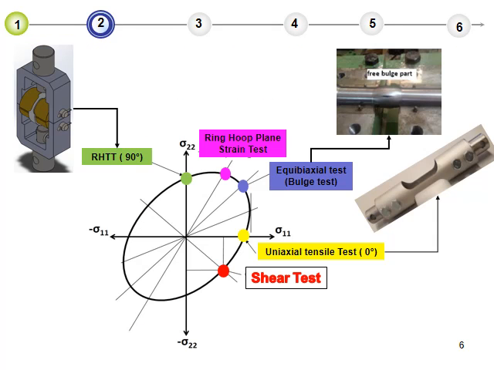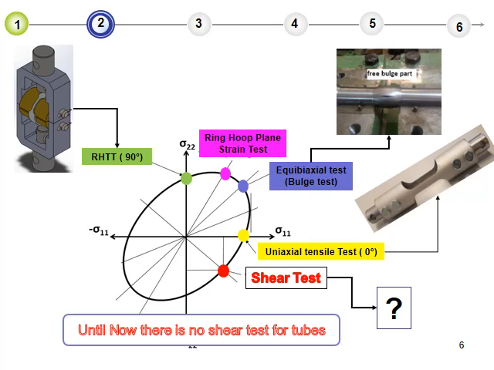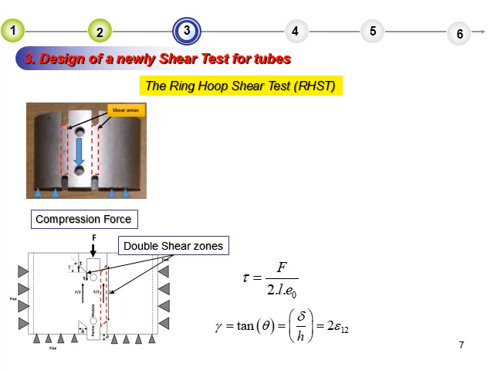As an alternative, it has been established that the shear test is a very interesting one for characterizing sheet materials and could provide us information about the R45 Langford coefficient. However, until now, there is no shear test dedicated to tubes. So we propose in this work an original shear test on a ring specimen.